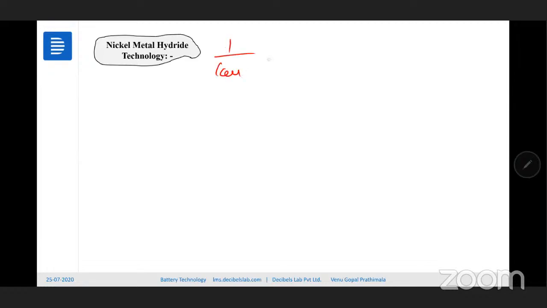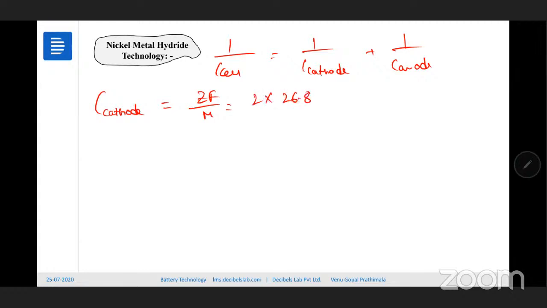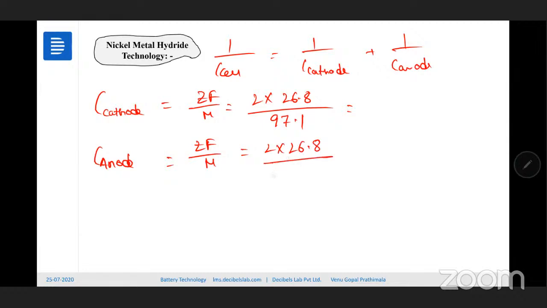1 by C cell equal to 1 by C cathode plus 1 by C anode. C cathode equal to ZF by M, which is 2 into 26.8 divided by 97.1. So that is for cathode, and for anode, ZF by M, which is 2 into 26.8 divided by, here the metal hydride is 57.1. So now you will get for cathode and anode. In the previous case, we got confused with the cathode and anode values.